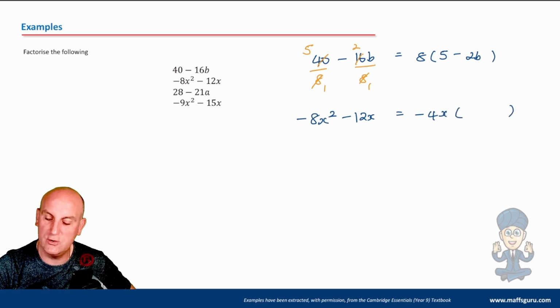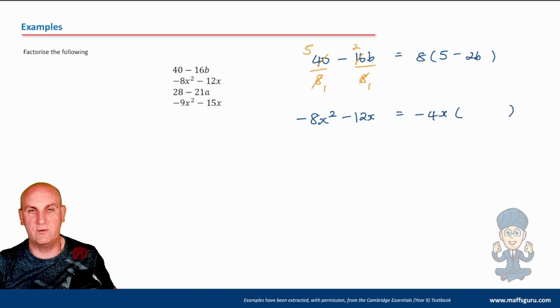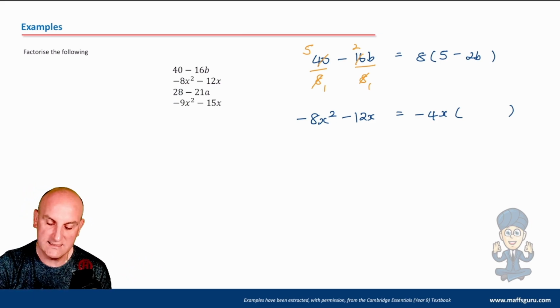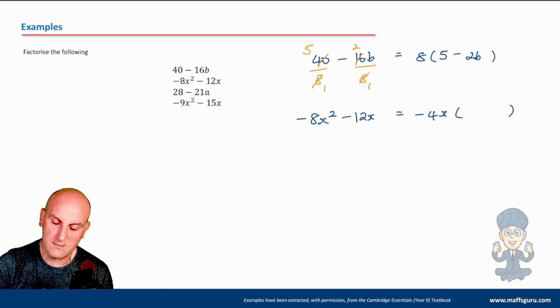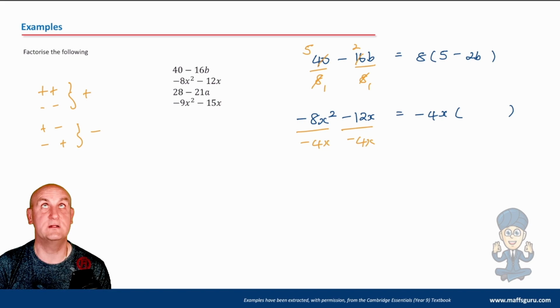Now again, when I say 2 x's, I mean x times x. There are 2 x's multiplied together. Right, so let's now do some division. So we're going to divide by negative 4x. And we're going to divide that by negative 4x. Now again, this is where it's important to know that a positive and a negative become a negative, and a negative and a negative become a positive, he says, writing above his head.